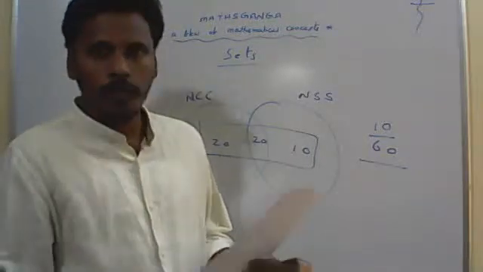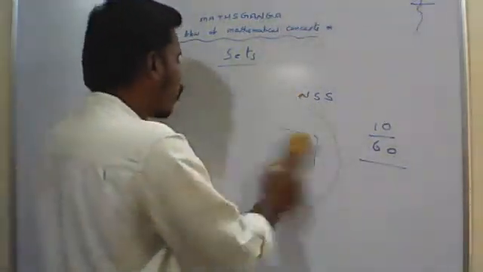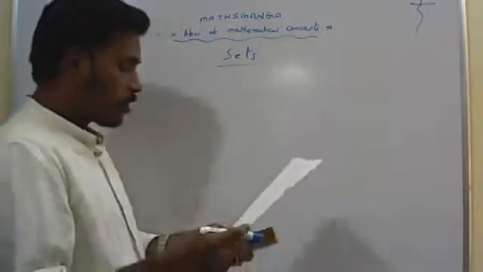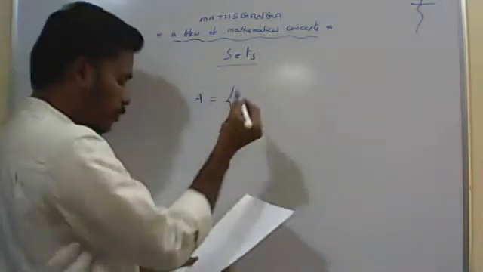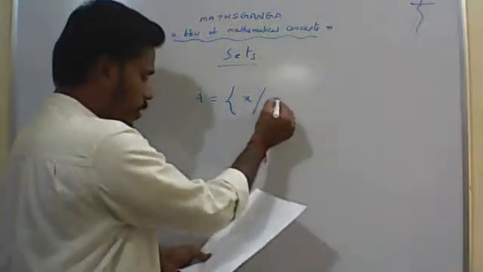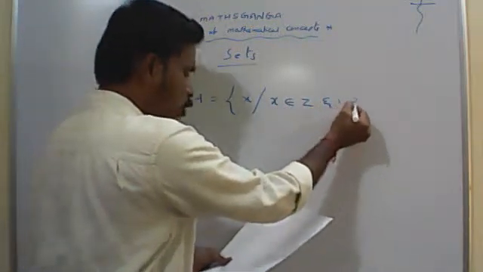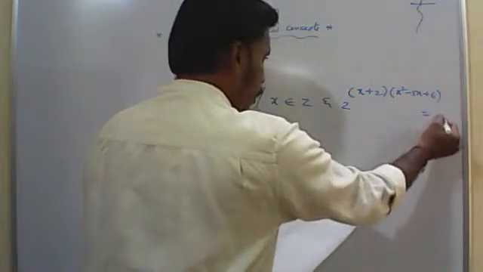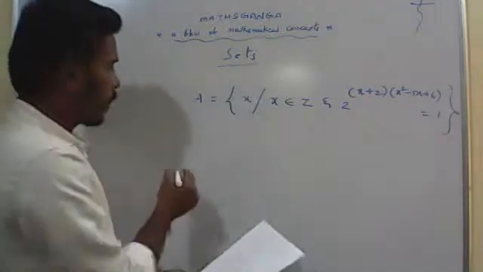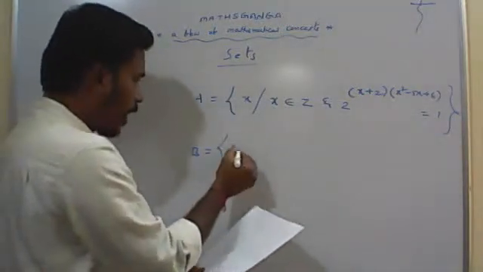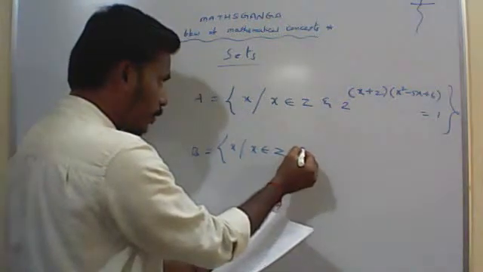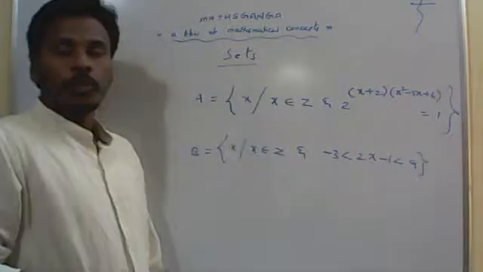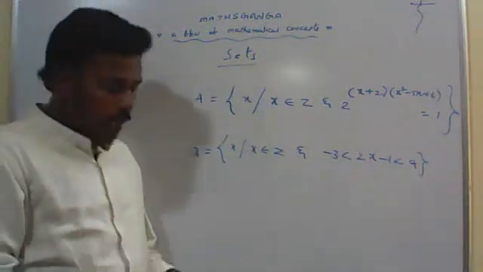Actually, it's an easy question in the morning session of 12th January. And another question in the same paper, evening session of 12th January, is given like this. We have 2 sets in set builder form. A is the set of x such that x belongs to Z and 2 power x plus 2 into x square minus 5x plus 6 is equal to 1. And another set B is x such that x belongs to Z and minus 3 less than 2x minus 1 less than 9. So we have 2 sets A and B in set builder form.